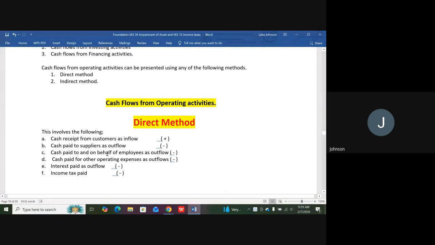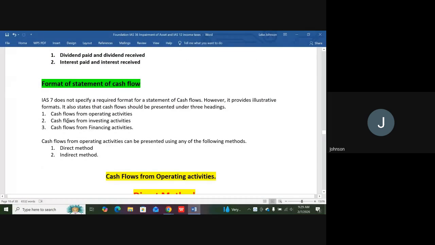Direct method. When you're looking at direct method, this is what we're going to do. Just know that the only difference between the direct method and the indirect method, as I said, is the way you treat your operating activity. Other than that, the other activities are the same for both methods.